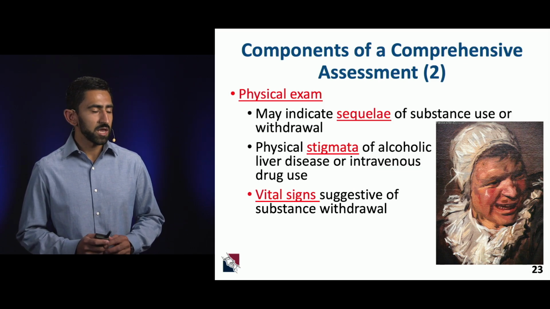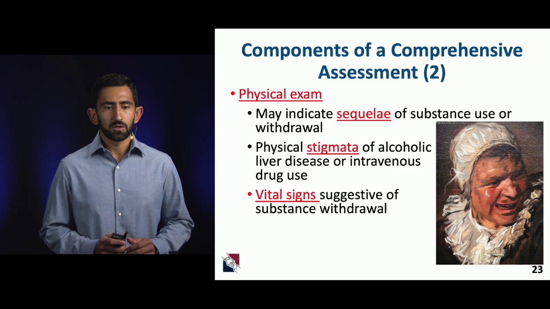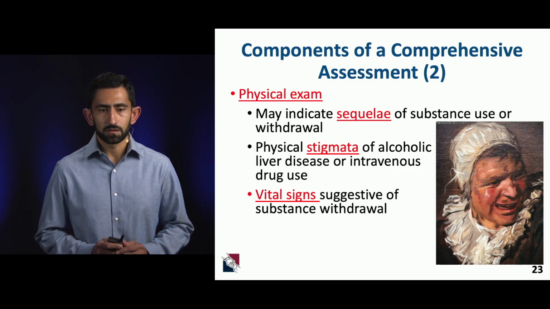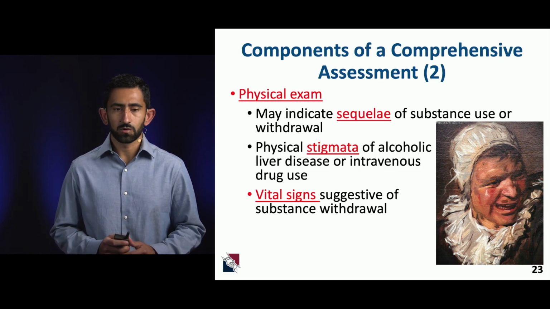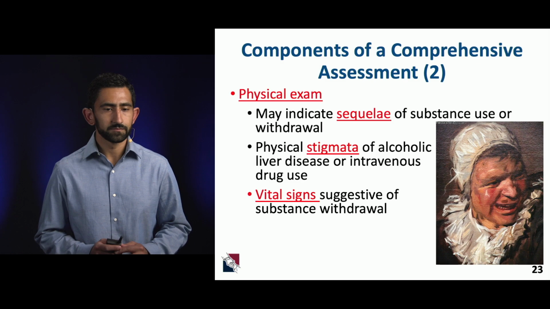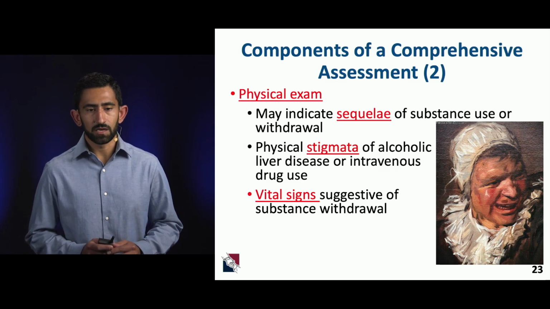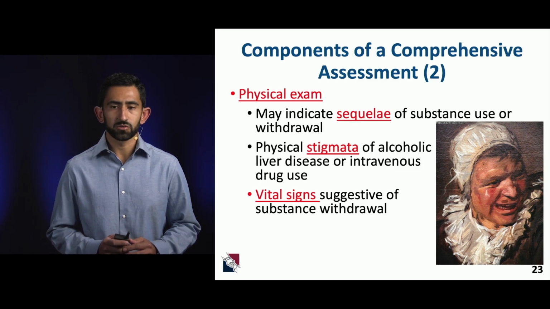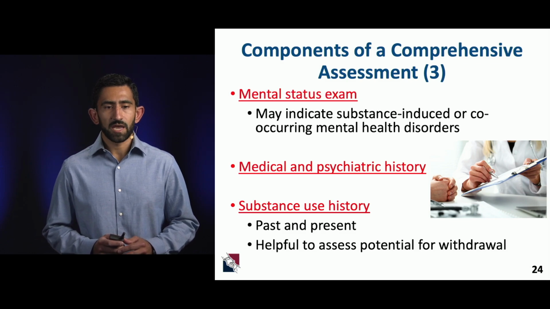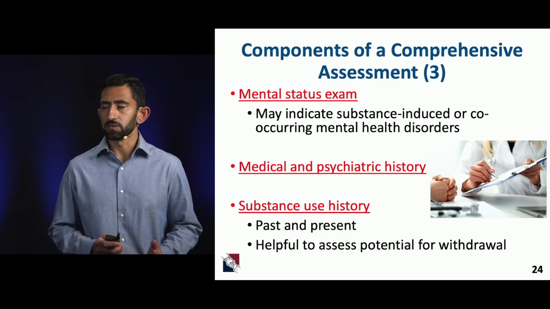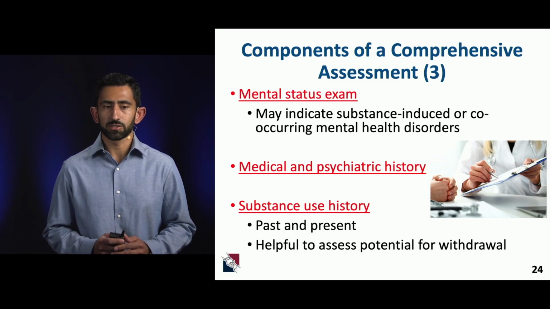Physical exam may indicate sequelae of substance use or withdrawal. Examples include physical stigmata of cirrhosis in an alcoholic patient, or exam findings suggestive of injection drug use or the many complications that it can lead to. Additionally, a patient's vital signs should be examined to assess if they indicate acute intoxication or withdrawal from a particular substance. A mental status exam may indicate substance-induced or co-occurring mental health disorders, such as psychosis or depression.